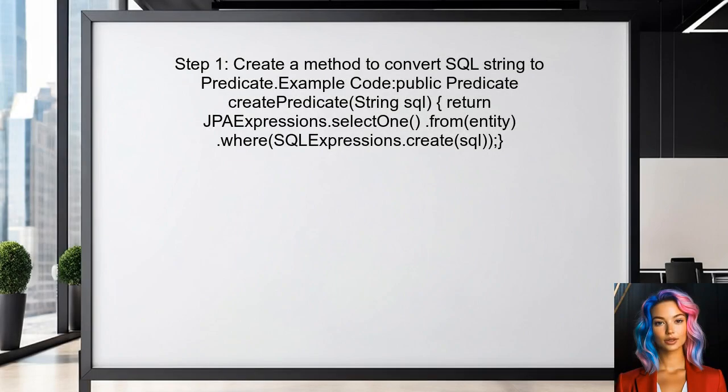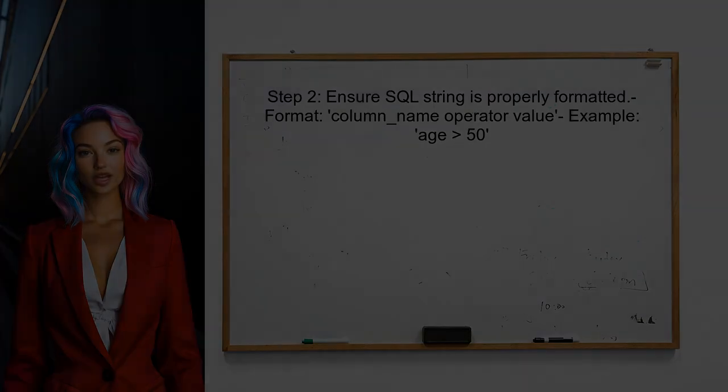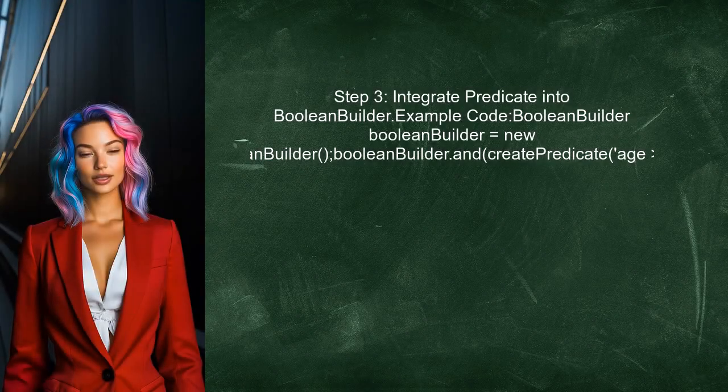To create a QueryDSL predicate from a raw SQL string, the user can utilize the JPA expressions. First, they need to create a method that converts the raw SQL string into a predicate. Next, the user should ensure that the SQL string is properly formatted. This means it should follow the syntax that QueryDSL expects for predicates. After formatting the SQL string, the user can then integrate this predicate into their existing Boolean builder. This allows them to combine it with other predicates seamlessly.